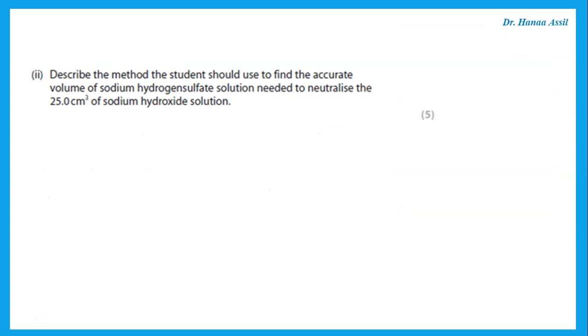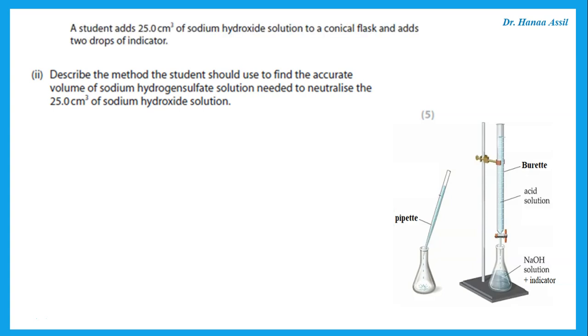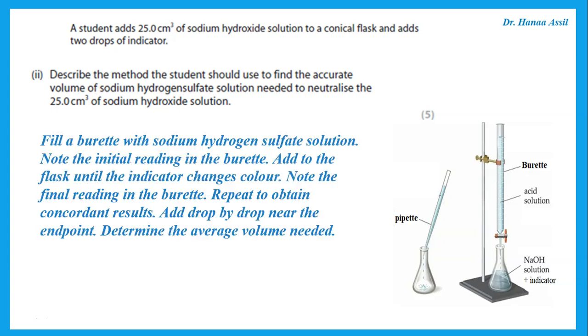Describe the method the student should use to find the accurate volume of sodium hydrogen sulfate needed to neutralize the sodium hydroxide solution. So basically, we're explaining how to do titration. So remember, we already added 25 centimeter cube of sodium hydroxide and we added 2 drops of indicator. What should we do next? Remember, this is a question with 5 marks and it's basically asking you to describe titration. Fill a burette with sodium hydrogen sulfate solution. That's the acid we're using.